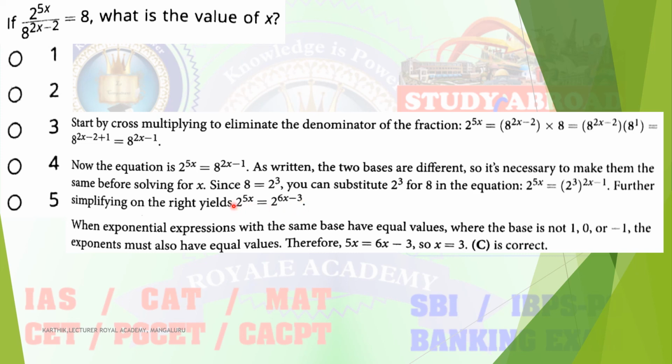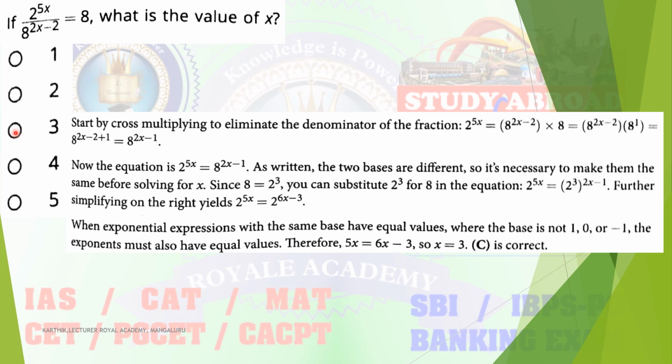Then this 2 and this 2 you can eliminate, because that is a common term. Then you can easily determine the value of x. 5x is equal to 6x minus 3. So 5x goes to the right hand side and 3 goes to the left hand side, so you will get x equal to 3. Option C is the correct answer.